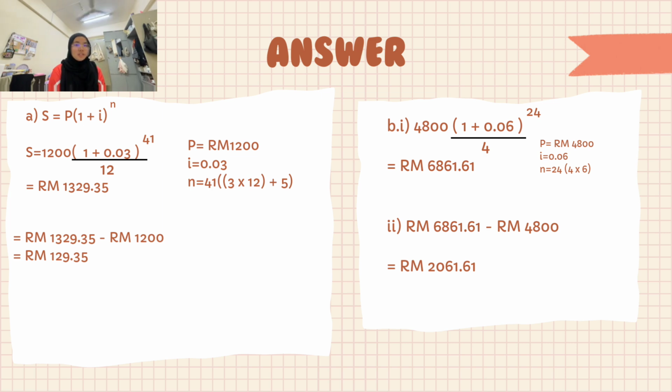6,861.61. And then for the interest that has been earned, we need to also minus the original principal from the future value, which is 6,861.61 minus 4,800 equals to 2,061.61. That's the end for the answer.